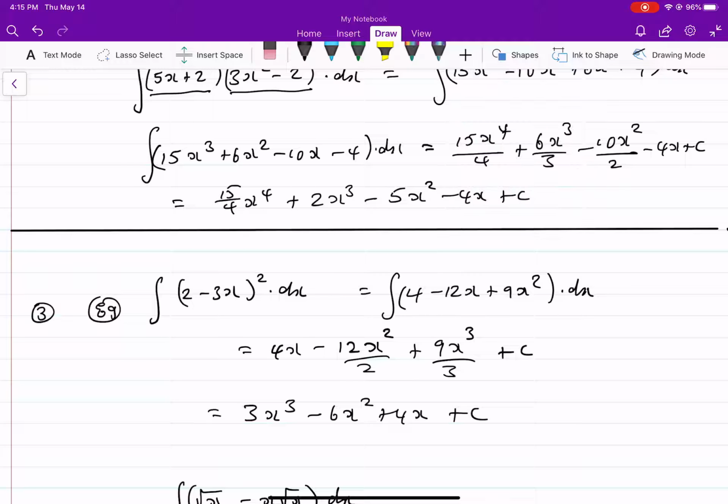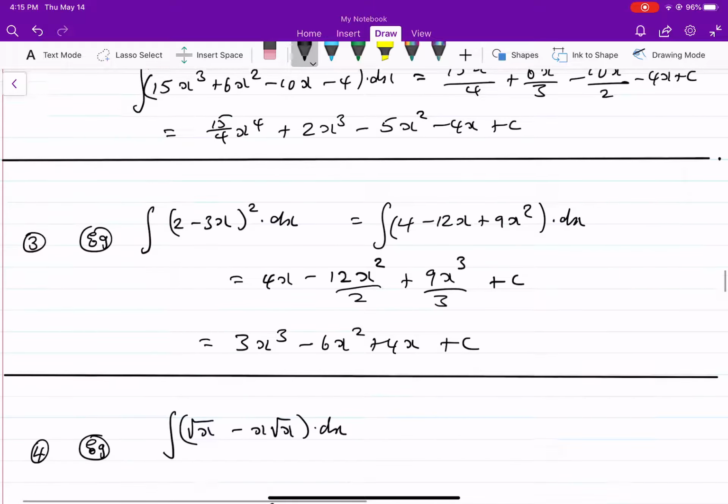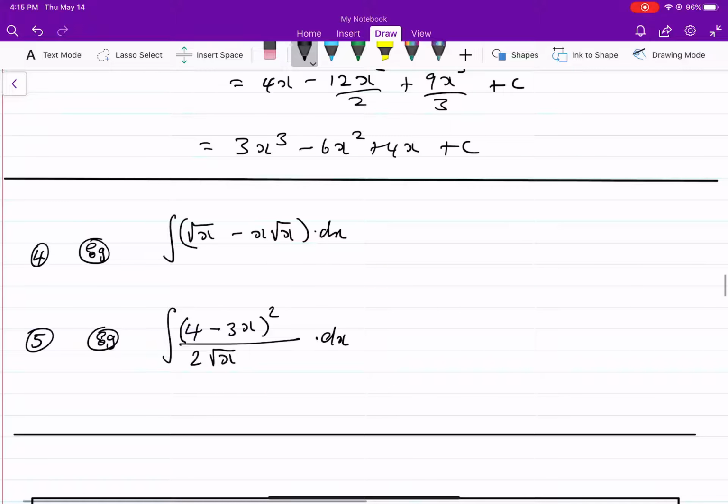Seems pretty straightforward. All I'm doing is applying the rule for integrating a function that looks like a times x to the power n. Integrating a function that looks like a times x to the n.